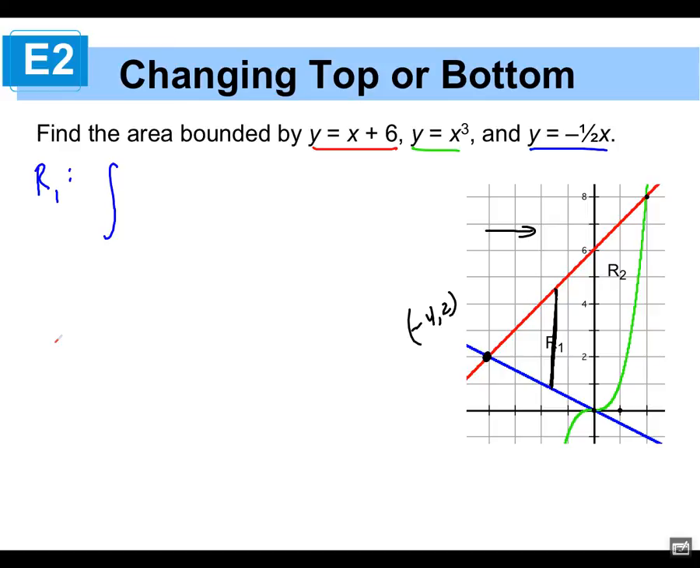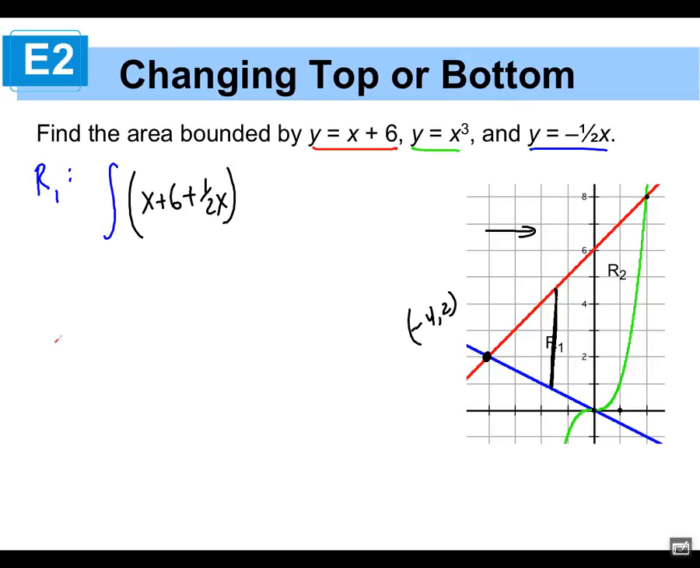Good. Everybody hear that? No. It's a simple question. Did you hear him? No. Okay. Say it louder. X plus 6 minus negative 1 half x. Just x plus 6 plus 1 half x. That's the height of the rectangle. Where did that come from, Dante? Top minus bottom. Again, that mantra pops up again and again.